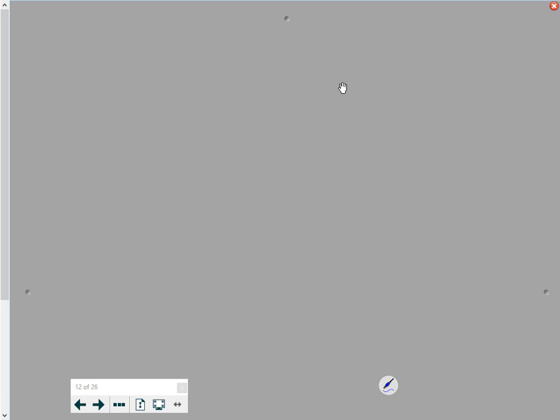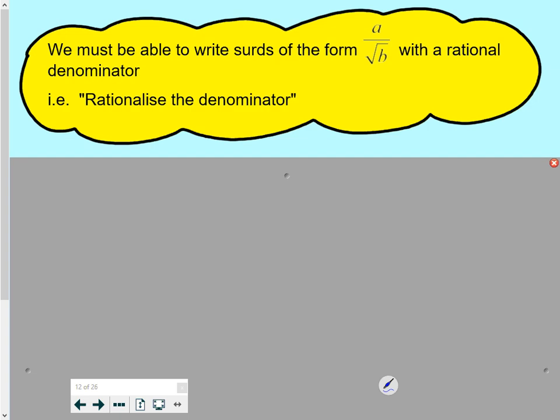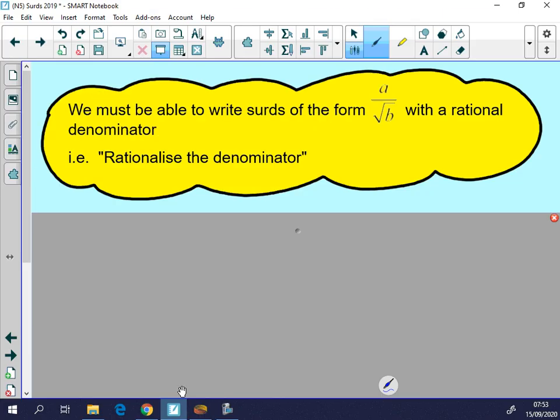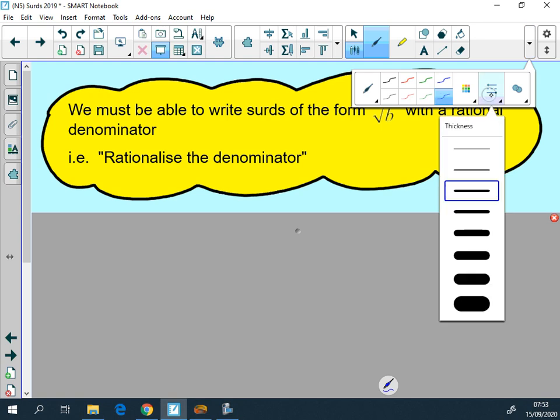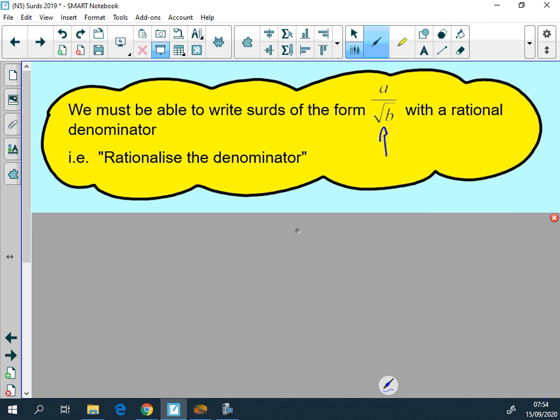In this video, we're going to look at rationalizing the denominator. Essentially what that means is, we've not used this word irrational yet, but that square root of b is an irrational, or is likely to be an irrational number.